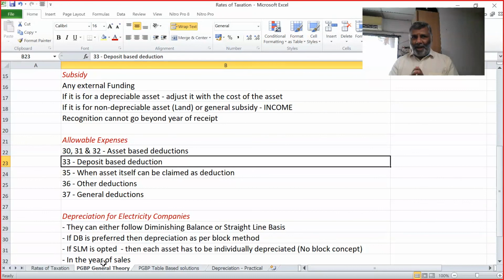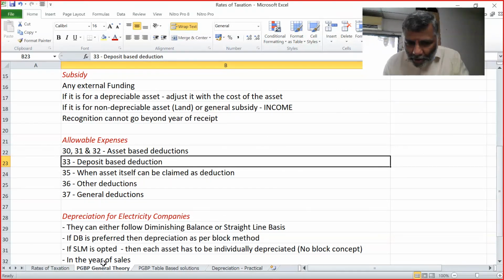I'm stopping it now and I'm taking up the deposit-based deduction tomorrow morning, because the material is not yet with you. So I will meet you again by 6 a.m. tomorrow morning and continue with the deposit. Tomorrow we should be completing deposit-based deduction, scientific research and specified business. Meet you, Sir, 6 a.m.